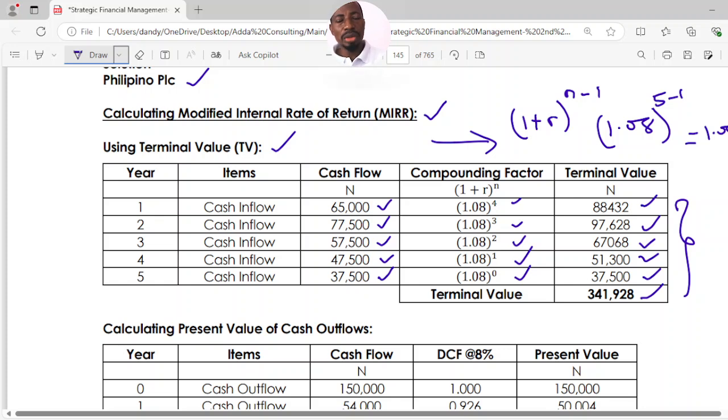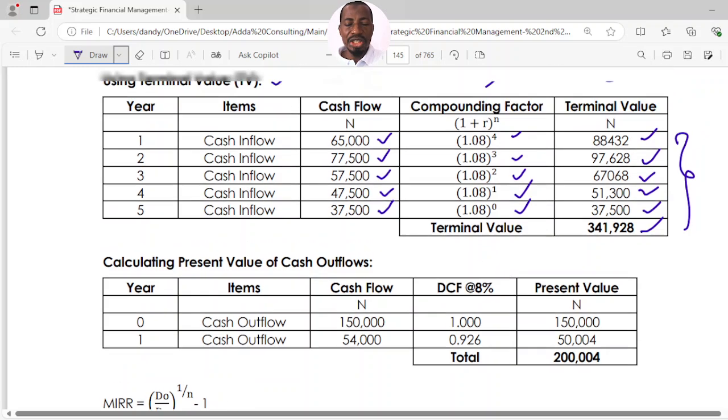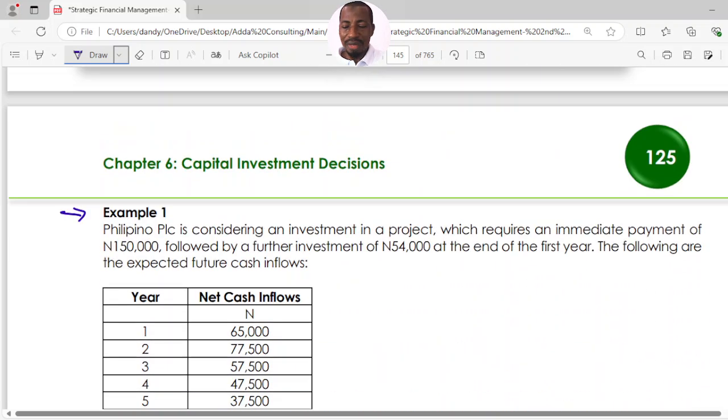Step 2 says you should calculate the present value of negative cash flows. Negative cash flow is the same thing as cash outflows. So in this case, when you are calculating present value, you are expected to discount. Therefore, I will then go to the question. What are the negative cash flows given to me?